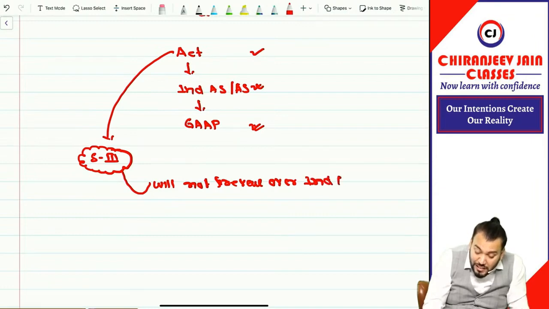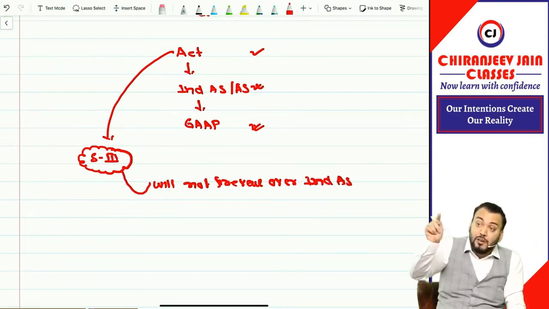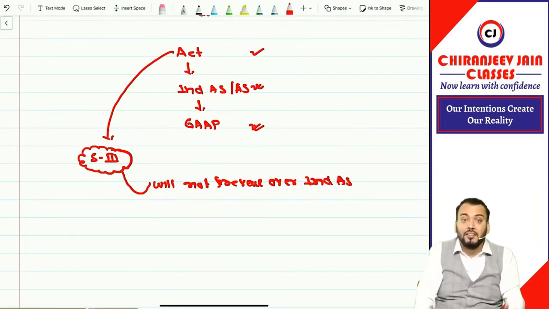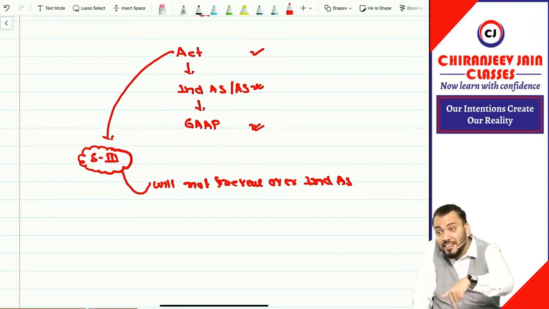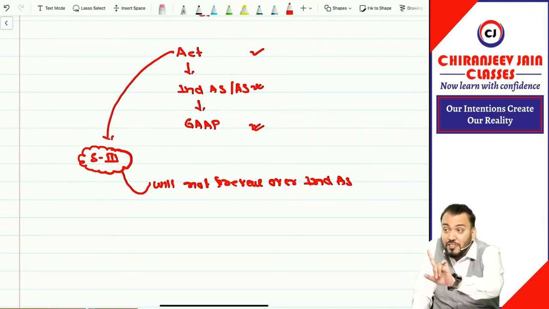I am saying only Schedule 3. Other schedules of the Companies Act will prevail. Means there is one Schedule 2 for depreciation. So Schedule 2 will prevail over the requirement of Ind AS. I hope you are understanding. Only I am saying about Schedule 3.